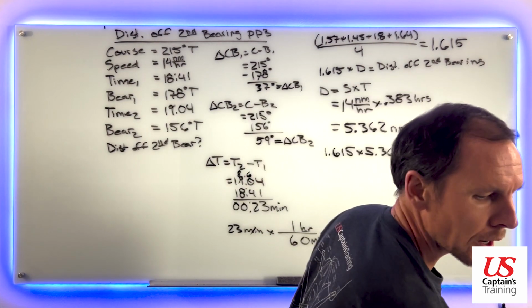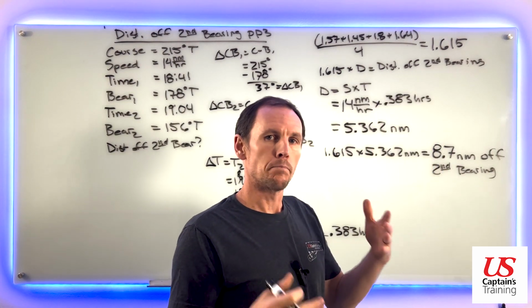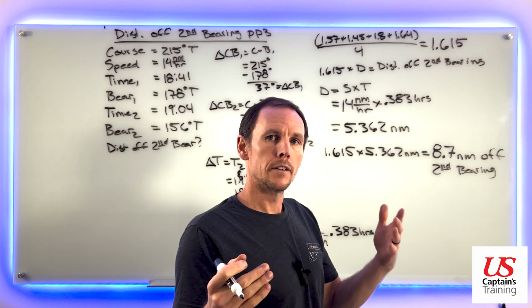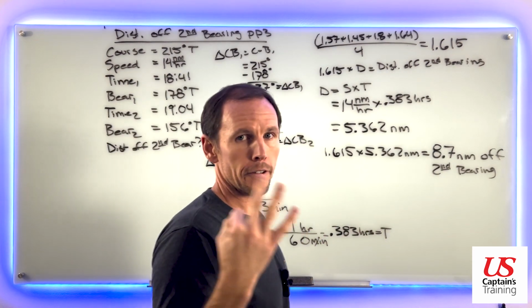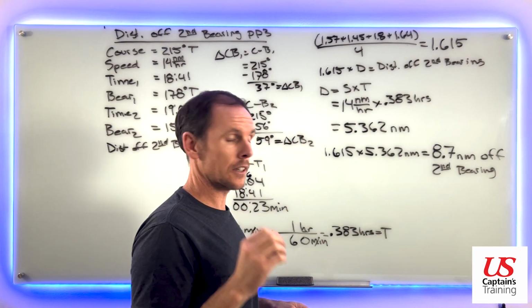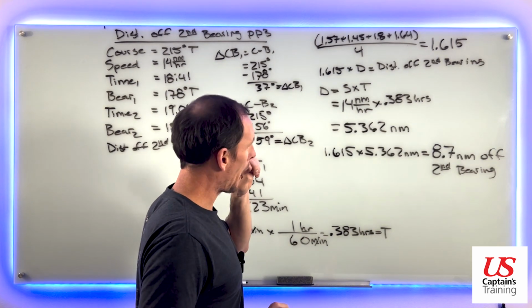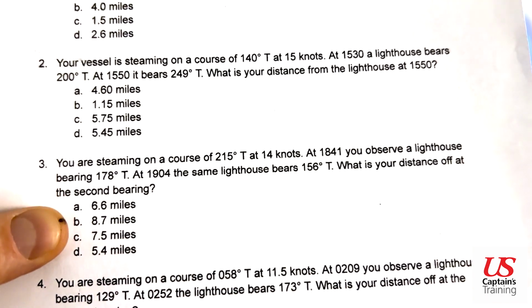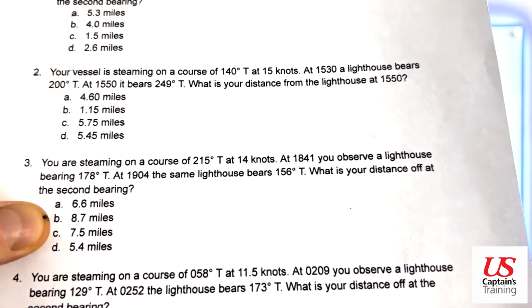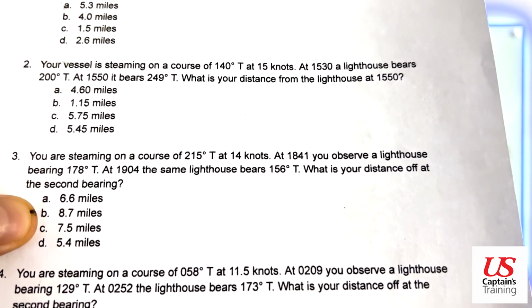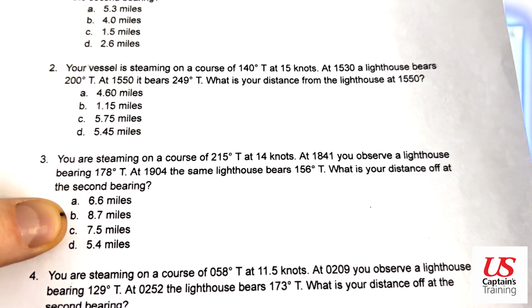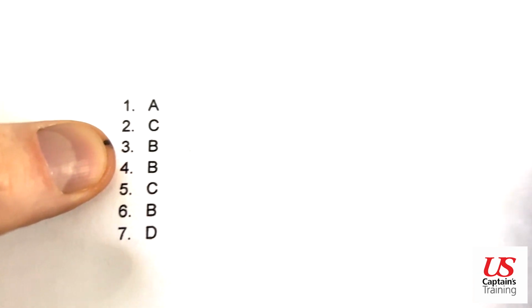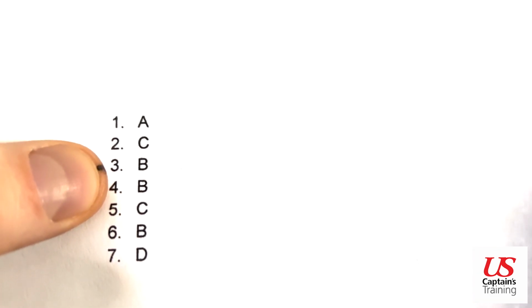Once in a while, these problems are going to come off like 0.1 off or so. But if you rounded to 3 decimal places, you're going to get real close. So let's see what we got. This is problem 3. Looks like we might have it. 3 is B, 8.7. And now let's double check the answers. That's correct. 3 is B.